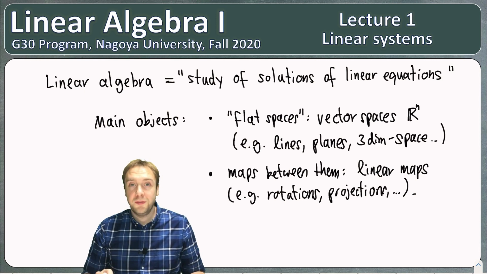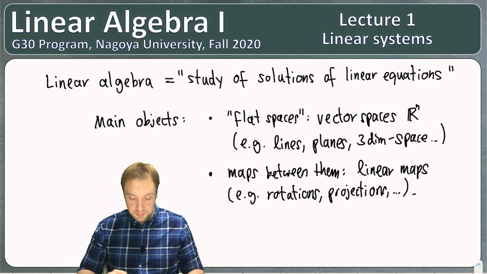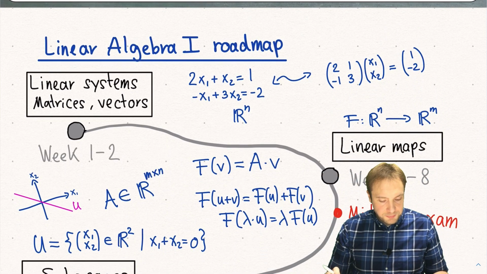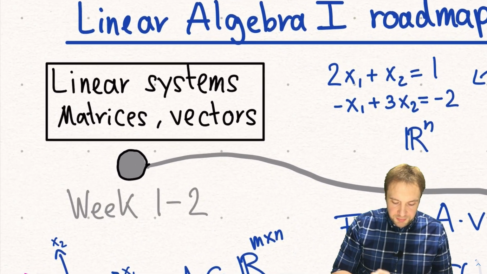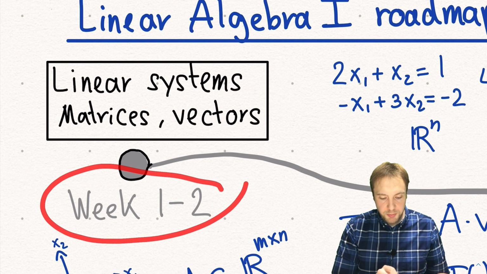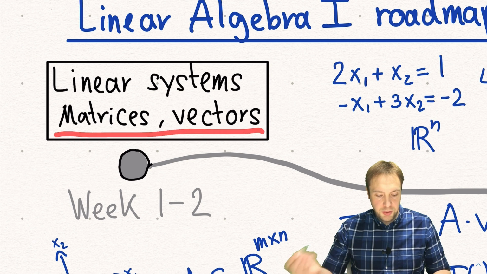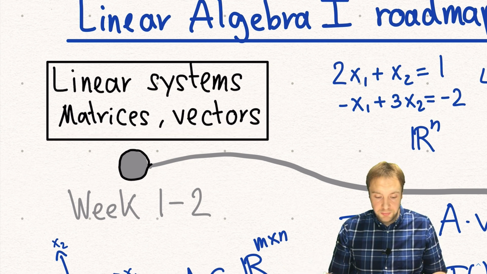But first I want to give an overview of the whole semester. So here I have what I call the Linear Algebra 1 roadmap. In the first 2 weeks we will talk about these linear systems, which I will introduce today. And then next week we will talk about matrices and vectors.